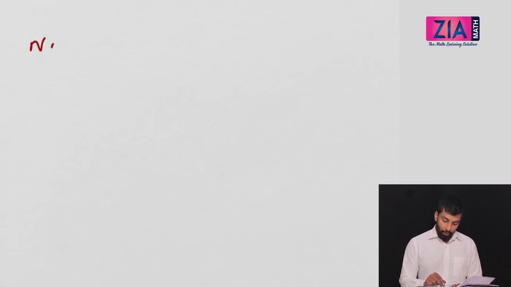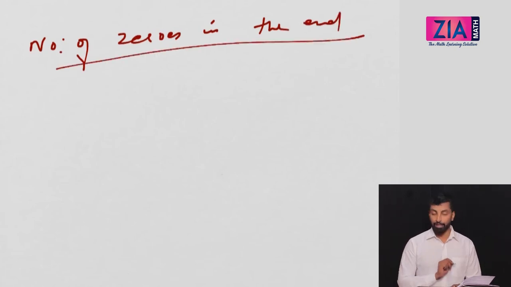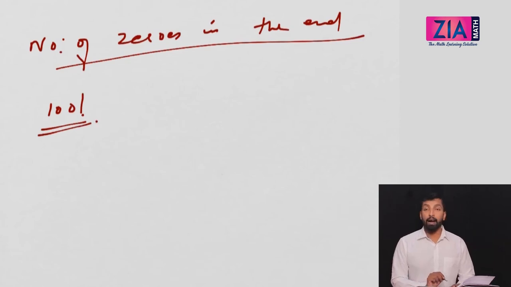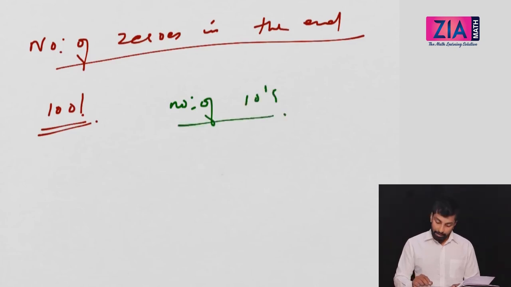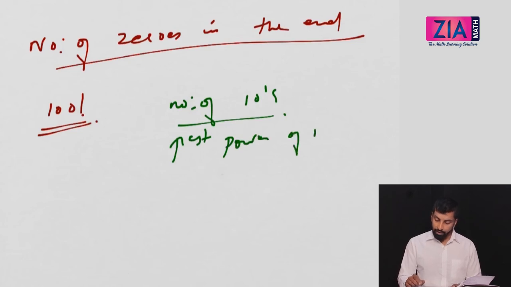I can also ask you number of zeros in the end of a factorial or a product. Okay, so again let me give you 100 factorial itself. I ask you number of zeros in 100 factorial. What does it effectively mean? Number of zeros means I'm actually asking you number of tens, right? So I need to find number of tens, or I'm actually asking you the highest power of 10.